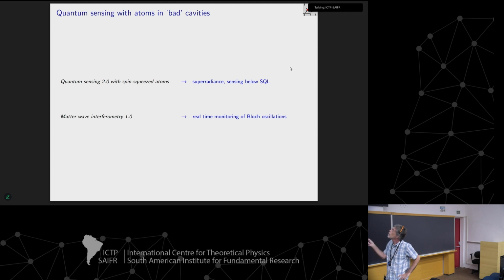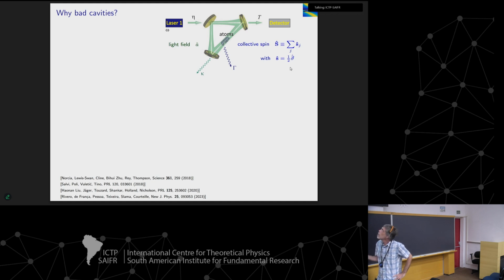Okay, so these are the two research projects. One research line would be quantum sensing 2.0 with spin-squeezed atoms, with the long-term goal to achieve superradiant lasing, for example, sensing below the standard quantum limits. And the other would be matter wave interferometry 1.0, with a special ingredient, which would be real-time monitoring of Bloch oscillations.